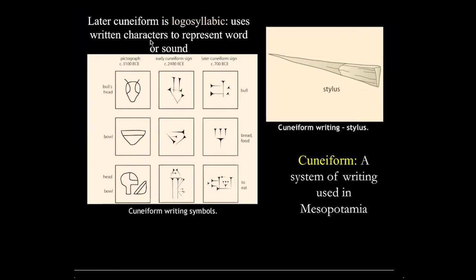So early cuneiform will resemble a little bit of our pictographs. By the time we get to later cuneiform, it's actually going to be more abstracted, and it's actually going to be tied to language. So later cuneiform becomes logosyllabic, where the image actually represents sound. So it's representing the syllables of the words, and therefore it can accommodate all of these different languages, so Sumerian, Akkadian, Babylonian, any of those, as an alphabet.